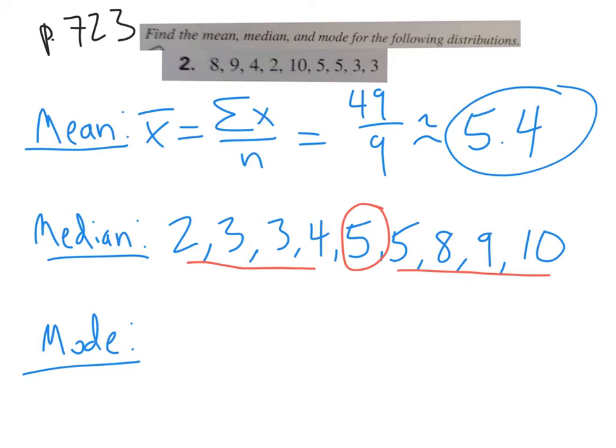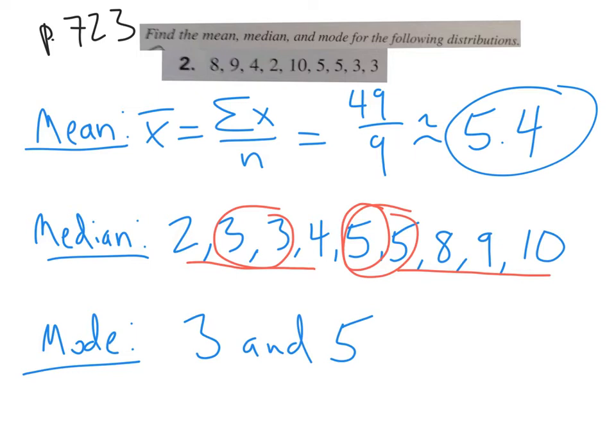Mode is the most frequently occurring value. Well, in this case, it looks like we have 2 3s and 2 5s, and everything else occurs once. So like we were talking about, we have a tie for the most frequently occurring, a tie between two values. So our mode is going to be two numbers, 3 and 5.